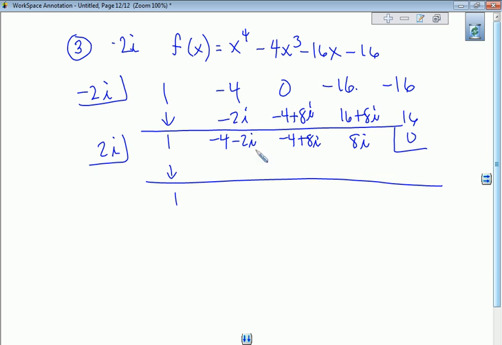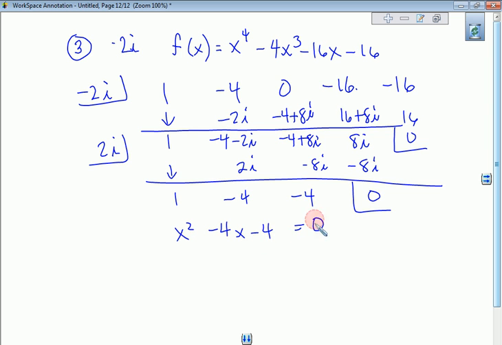Bring down the first one. I'm going to multiply, and that cancels, and it leaves me -4. I'm going to multiply. That cancels, and it leaves me -4. I'm going to multiply. This cancels, which is good, because it better have a remainder of 0. So I get x squared minus 4x minus 4. If this had been plus 4, it would have factored, but since it's minus 4, it doesn't factor. So we're going to have to use the quadratic formula.